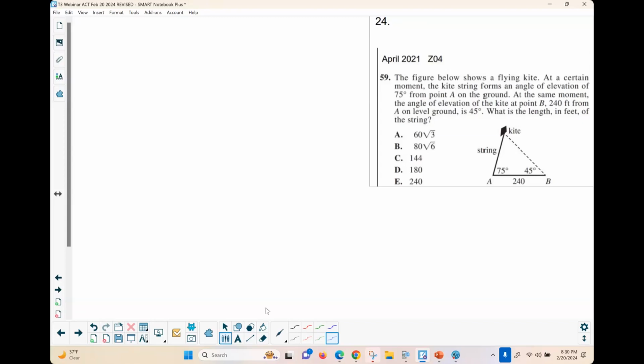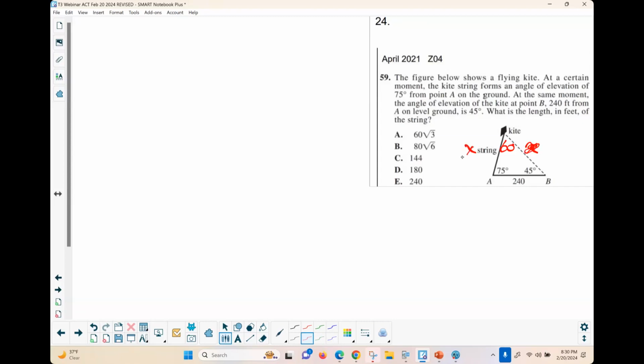All right, so that was 30 seconds, and I know that's not enough, okay? So first of all, I find the other angle, and this angle is 60 degrees. And these are all going to be exact values, okay? We've got 45, we've got 60, and we're going to have to use the law of sines. So the length in feet of the string, I'll call that x.